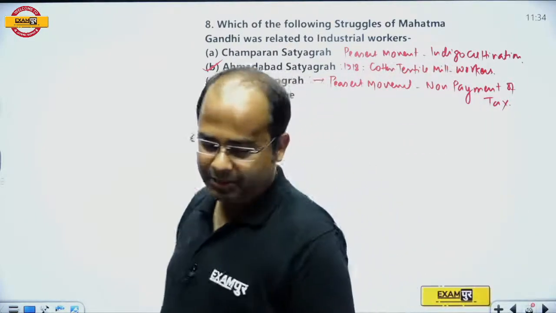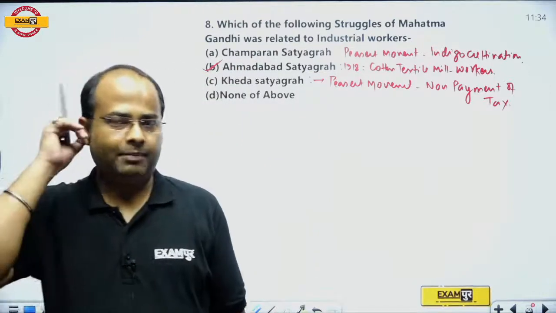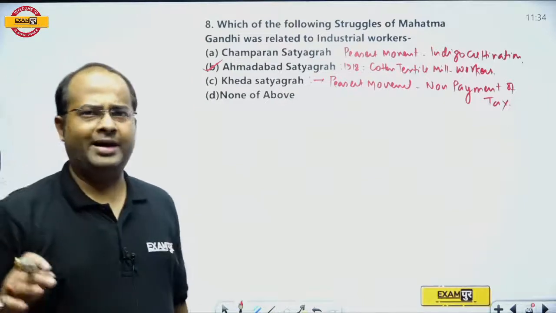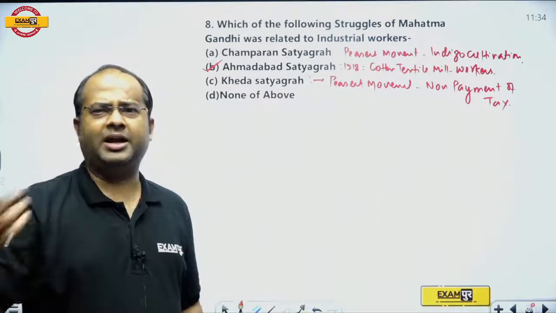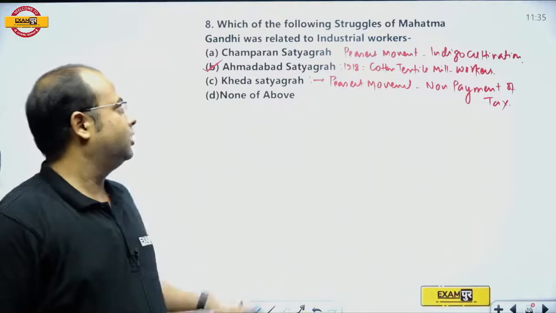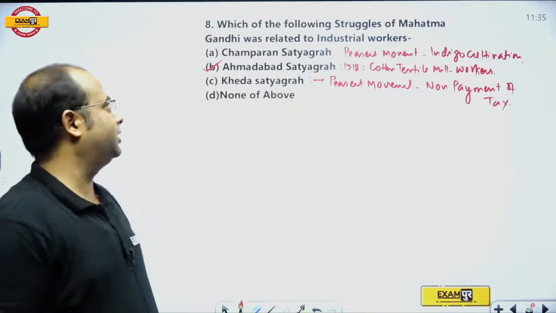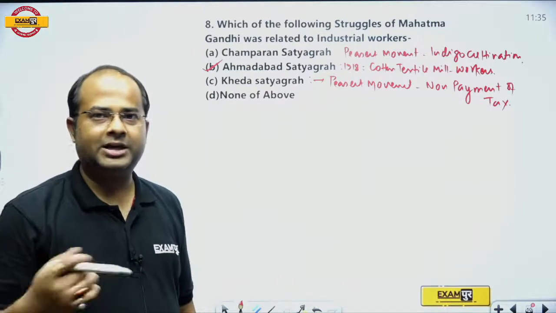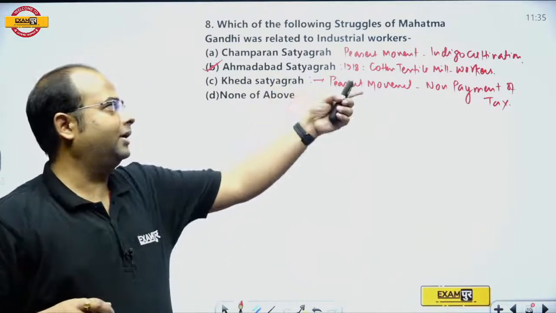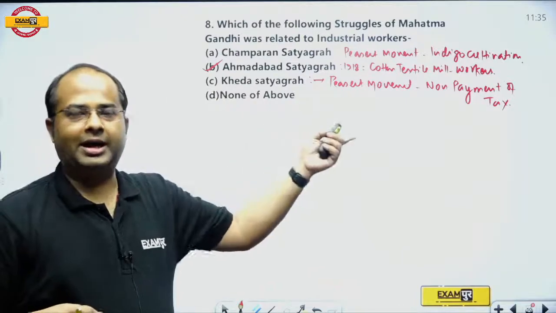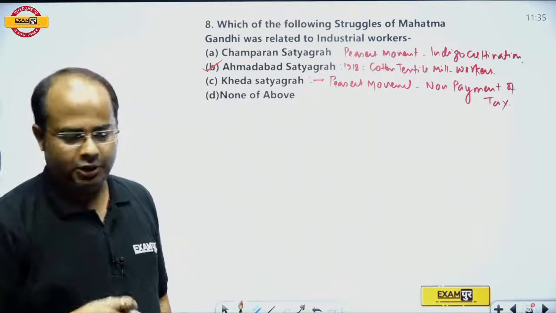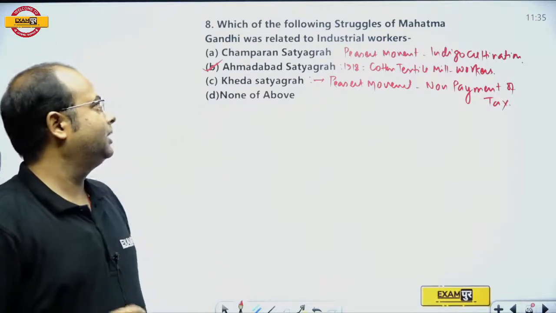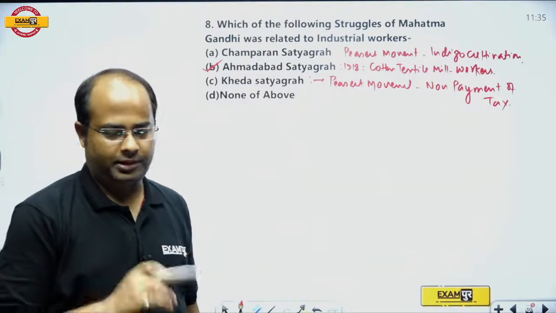Kheda was not in September, October; it was in March, April. The Ahmedabad movement was in February. So the correct answer will be, guys, option B, that is the Ahmedabad mill movement for the cotton textile workers. Champaran was against indigo cultivation, and Kheda was against the non-payment of taxes. Therefore, the correct answer will be option B, the Ahmedabad mill movement.